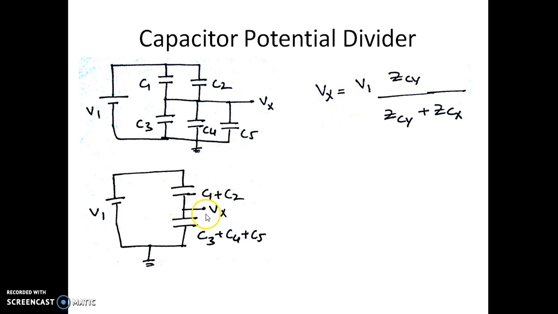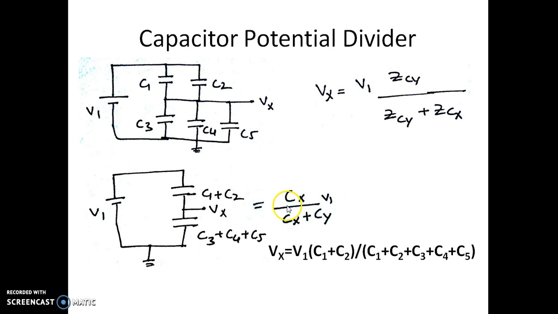So the voltage Vx is given by the input voltage V1 multiplied by the capacitance offered by this Cy, which is C3 plus C4 plus C5, divided by the overall capacitance of the network. This reduces to Cx divided by Cx plus Cy, where Cx is given by C1 plus C2, and Cx plus Cy is given by the sum of all the capacitors C1, C2, C3, C4, C5. So this is the sum of all the capacitors.